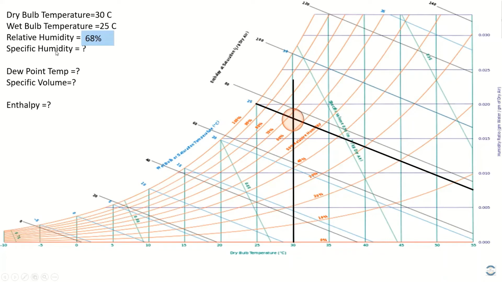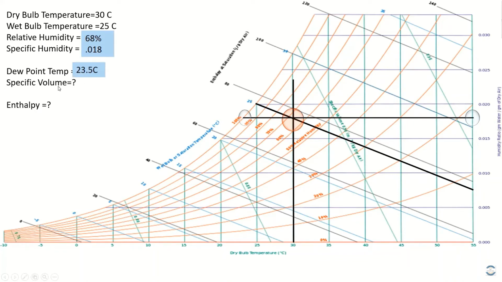Specific humidity: my specific humidity lines are horizontal. So when I draw a horizontal line parallel to these lines to the scale of humidity ratio, I can get specific humidity. My specific humidity point is between 0.015 and 0.020, but it is nearest to 0.020, so my value is 0.018. For dew point temperature, as we have already discussed, from the point of intersection horizontally to the saturation line, so my dew point temperature is between 20 and 25 and it's around 23.5.